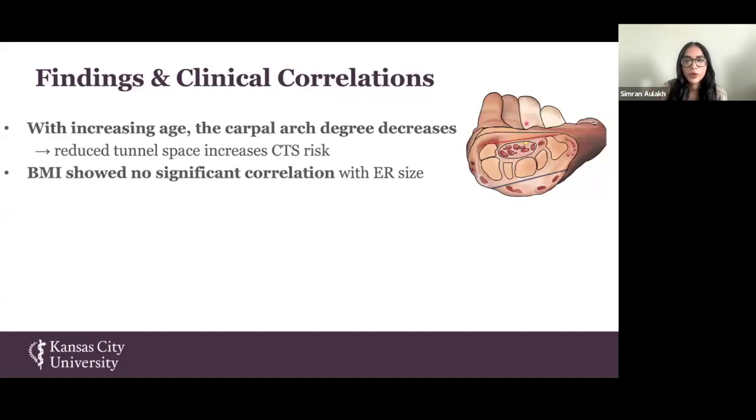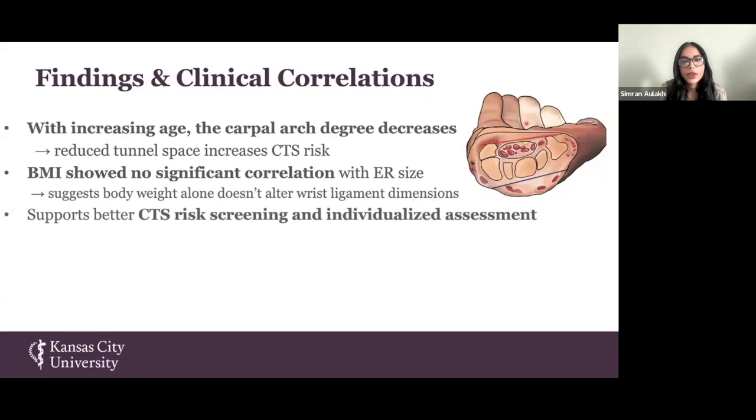And BMI didn't seem to correlate with the size of the extensor retinaculum. While body weight might matter in other conditions, it didn't seem to impact these risk structures. So overall, our data just adds to the understanding that carpal tunnel risk isn't just about overuse, but natural variability in anatomy. So screening and treatments should definitely consider individual structural differences, especially as people age.